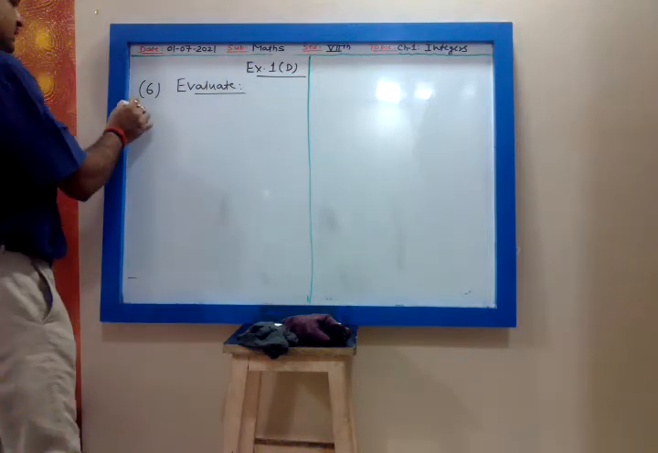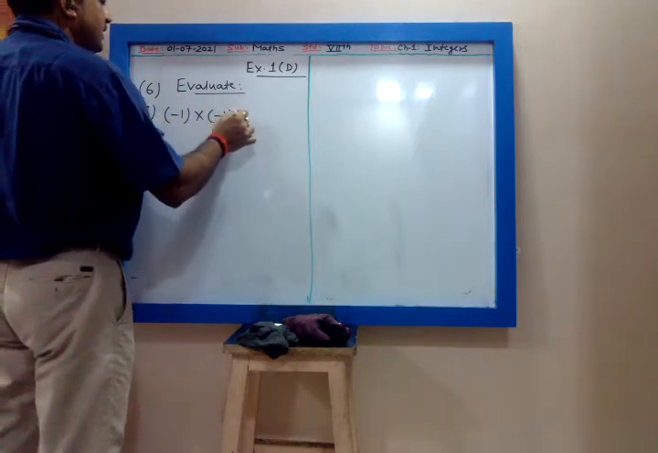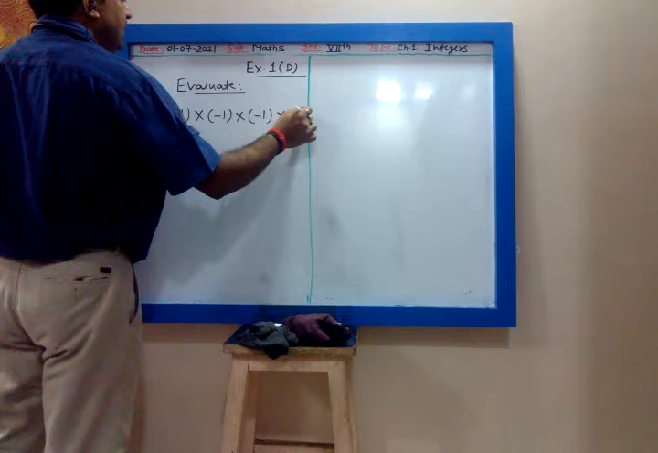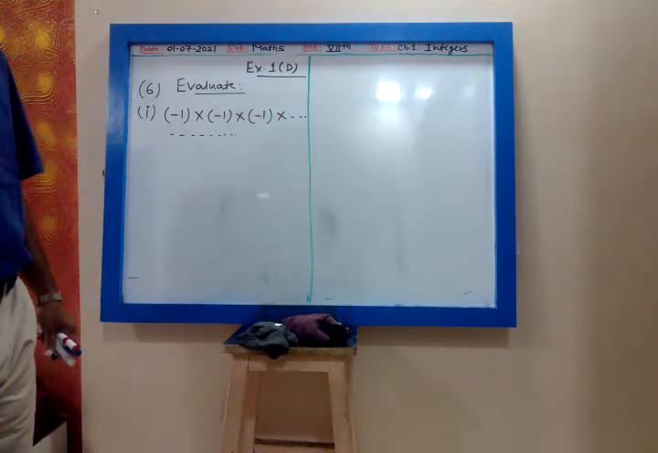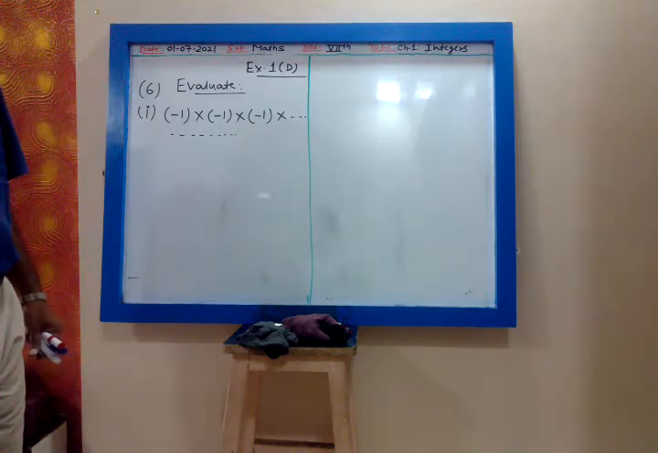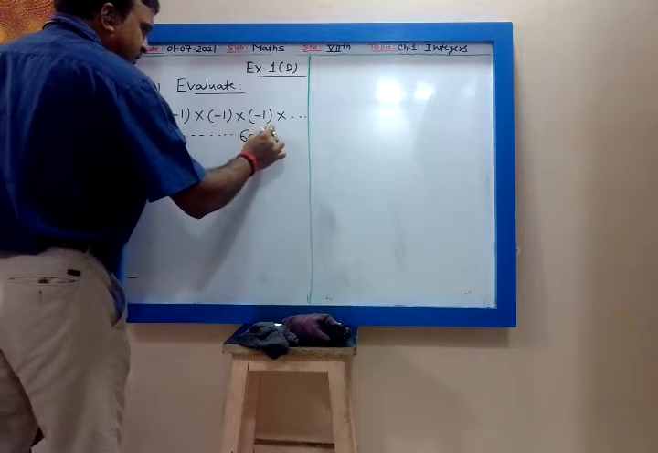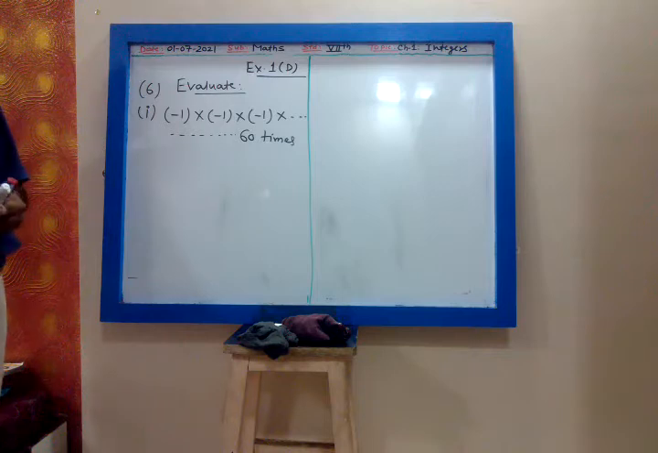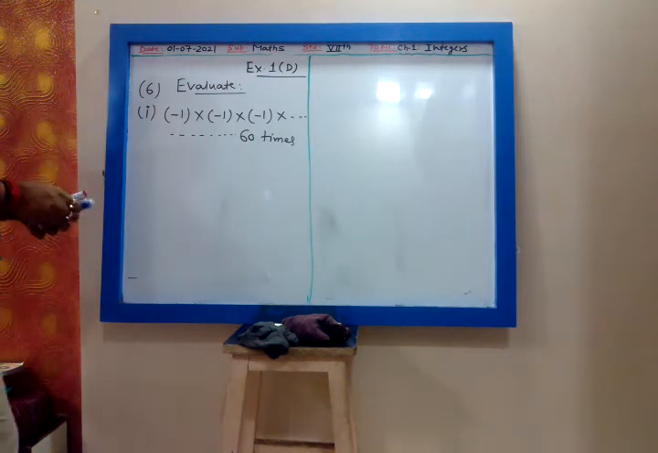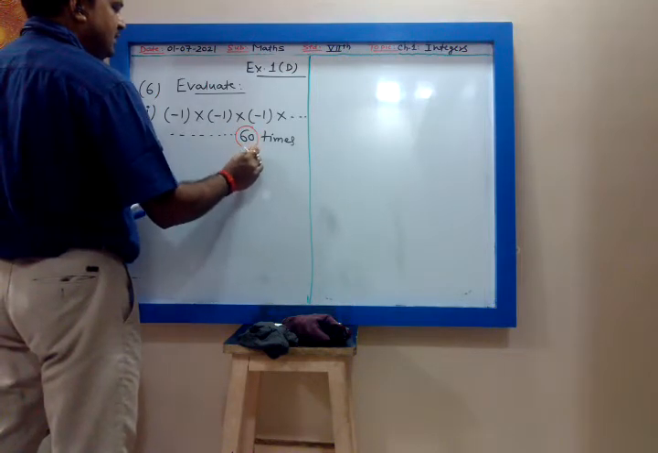First it is minus 1 into minus 1 into minus 1 into minus 1 into minus 1 into minus 1, multiplied 60 times. It is written minus 1 into minus 1 into minus 1, multiplied 60 times. So I have told you, whenever minus sign is multiplied even number of times, you check whether this number 60 is even or odd. Yes, this is an even number.